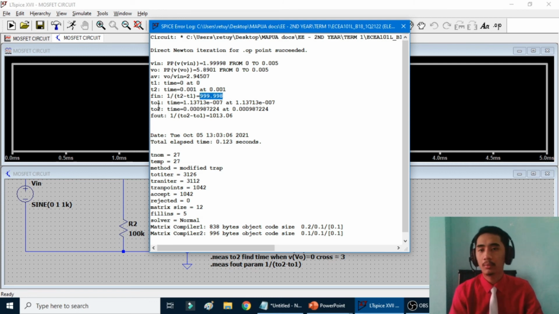For our F in, we got 999.998. For our TO1 is equal to 1.13 multiplied by 10 raised to negative 7. Now for our TO2, we got 0.00098. And lastly, our F out is equal to 1 over TO2 minus TO1, which is therefore equal to 1013.06.